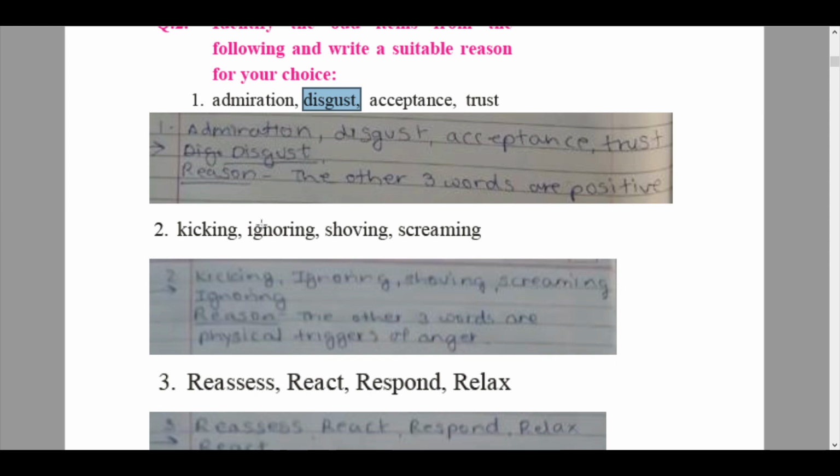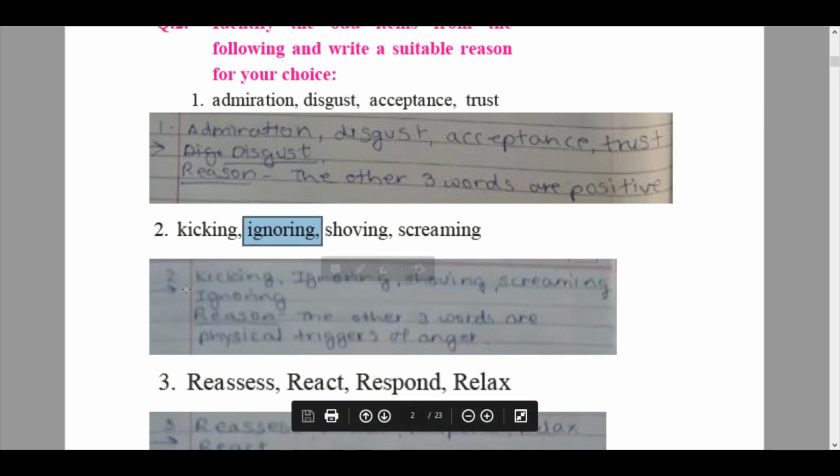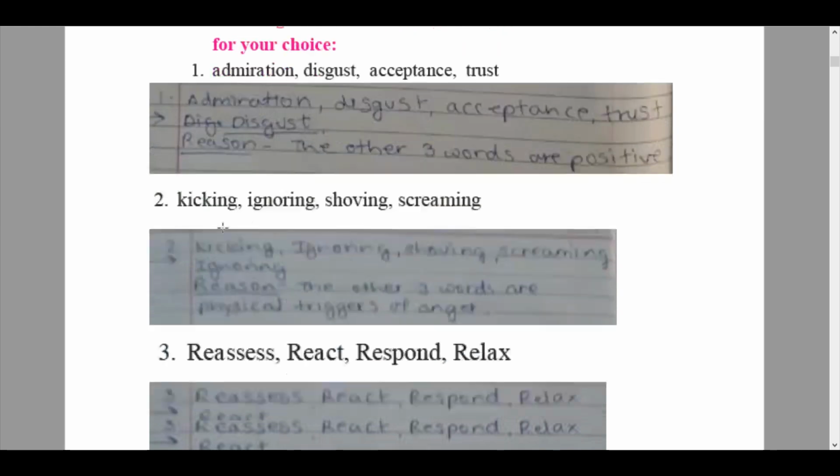Then we move forward to our second one: kicking, ignoring, shoving, screaming. Out of this, ignoring is the odd one out. So go ahead and mark ignoring as our odd one out. The other three, kicking, shoving, screaming, are physical triggers of anger. Ignoring and avoiding someone is a mental trigger or a non-verbal trigger. So this was our question number 2 of part 2.